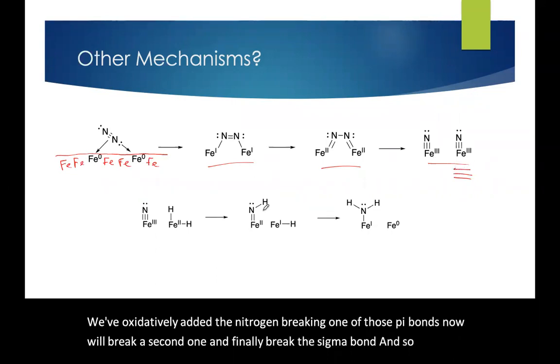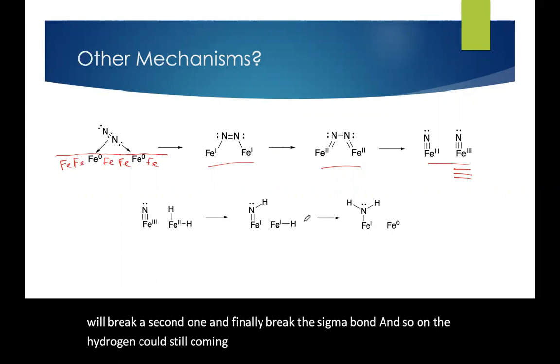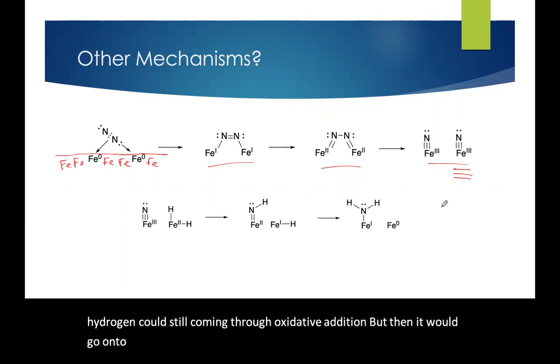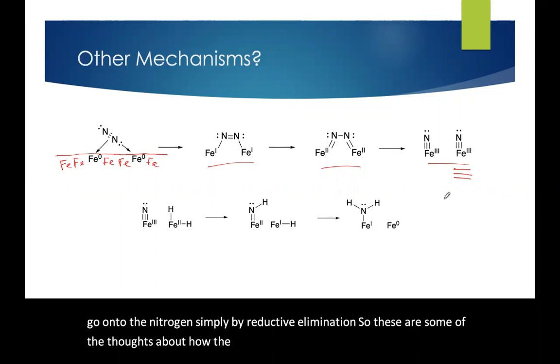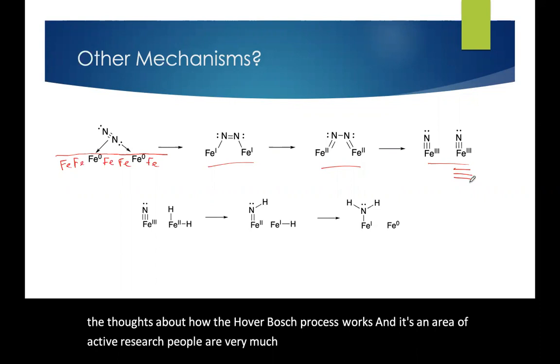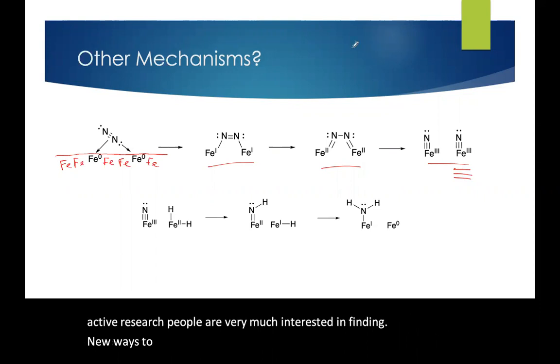The hydrogen could still come in through oxidative addition, but then it would go onto the nitrogen simply by reductive elimination. So these are some of the thoughts about how the Haber Bosch process works, and it's an area of active research. People are very much interested in finding new ways to carry out this reaction so that it can be done more efficiently.